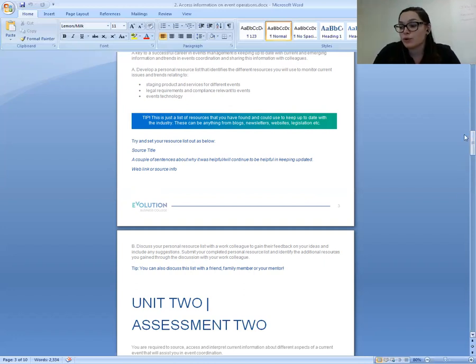So once you've spoken to that person, you want to add in the extra sources or ideas that they've had at the bottom of your previous resource list. So maybe just headline it with Part B. Tell me a little bit about what you discussed and then what resources or ideas came from that. And that will be the assessment, the end of assessment 1.